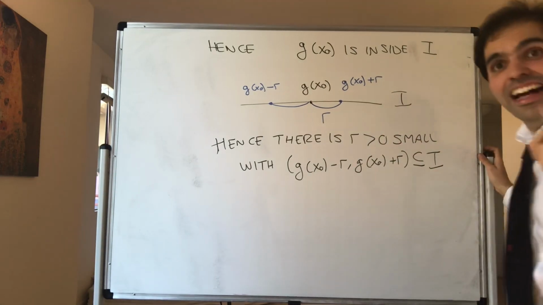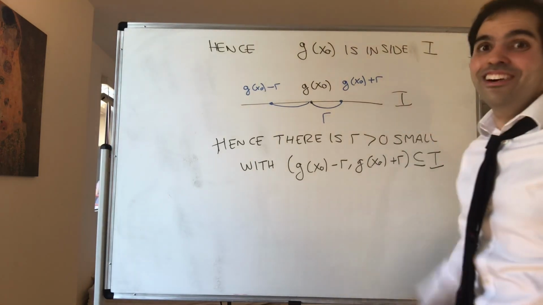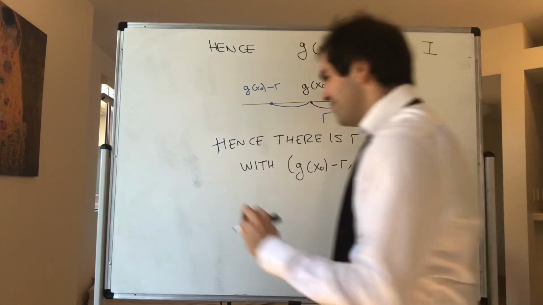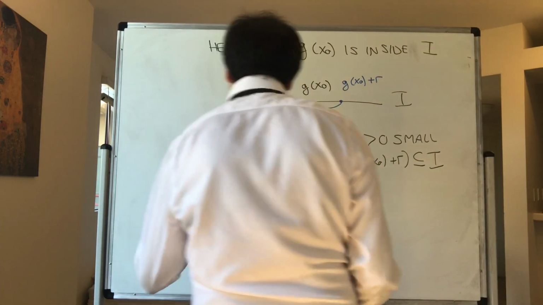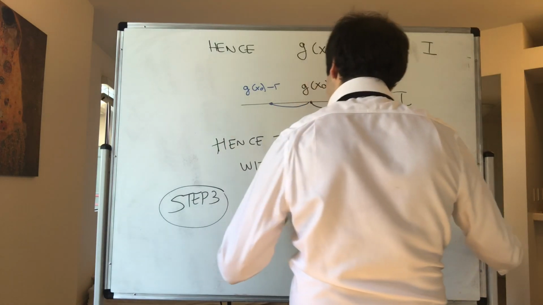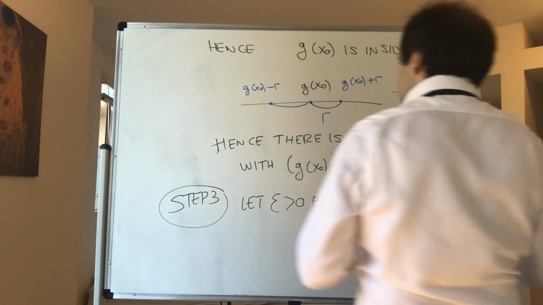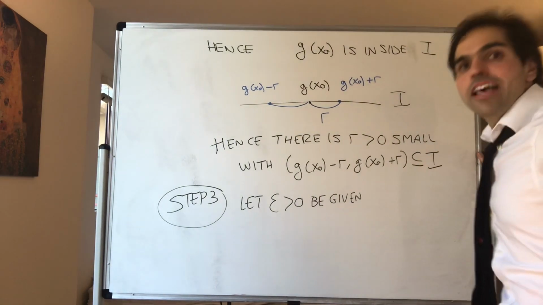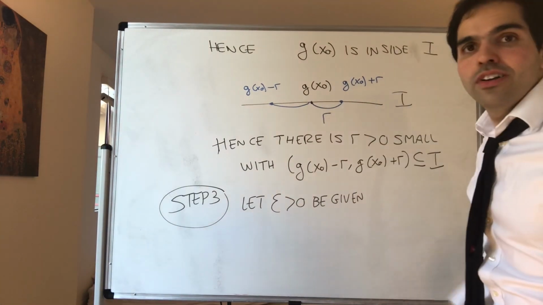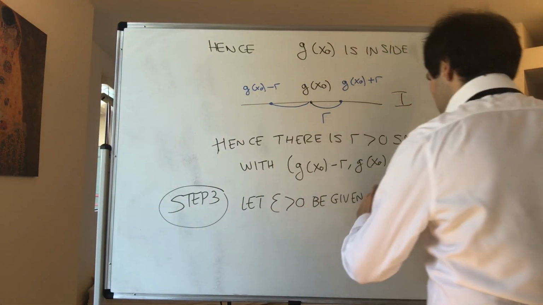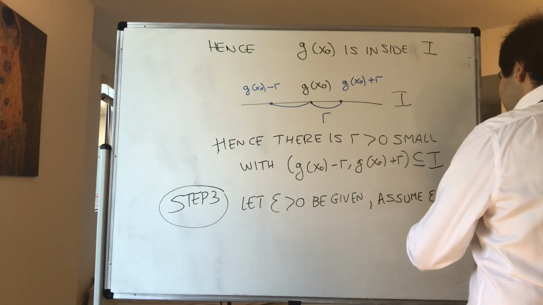And notice, I still haven't defined epsilon. Like 10, 15 minutes in, and still haven't done epsilon yet. But now we'll do it. So step 3. Let epsilon be given. The point is, epsilon is very small, so it's okay to assume that epsilon is less than r.